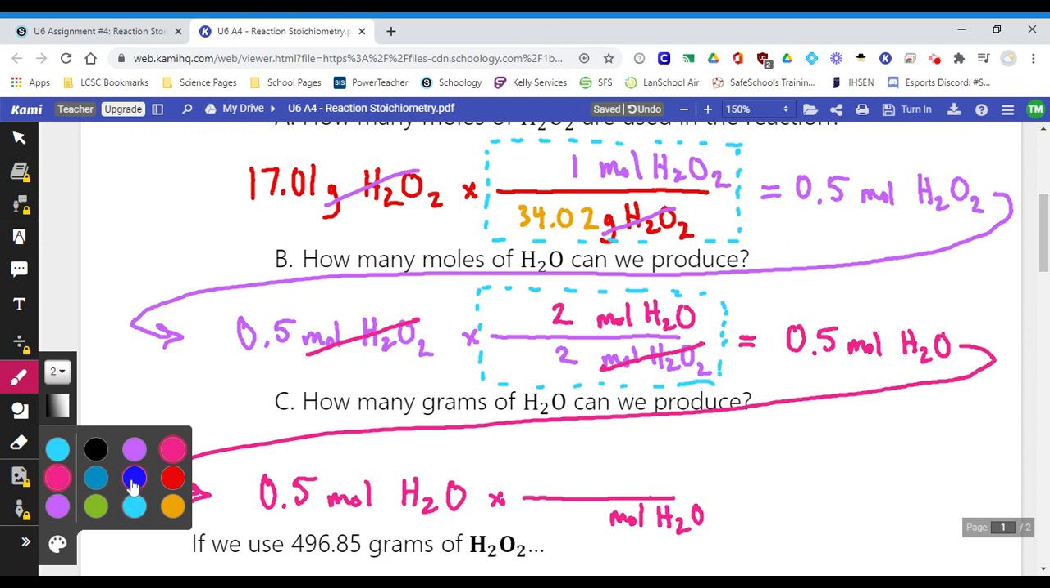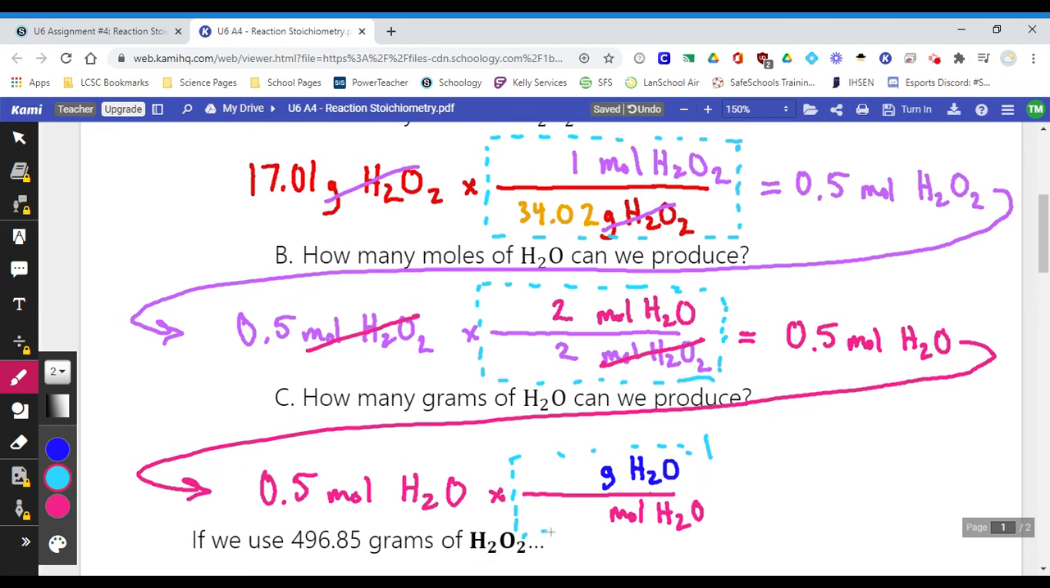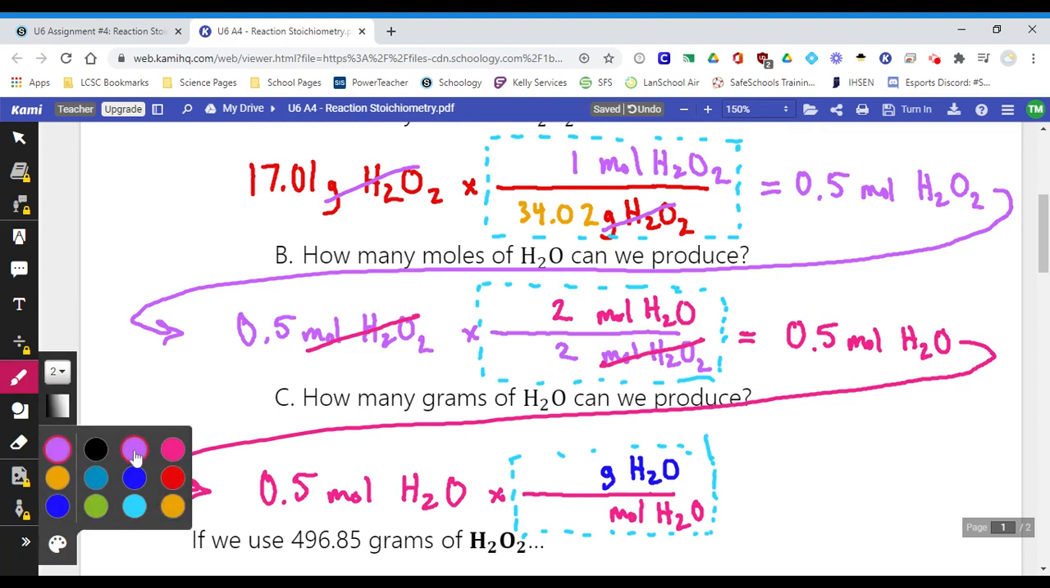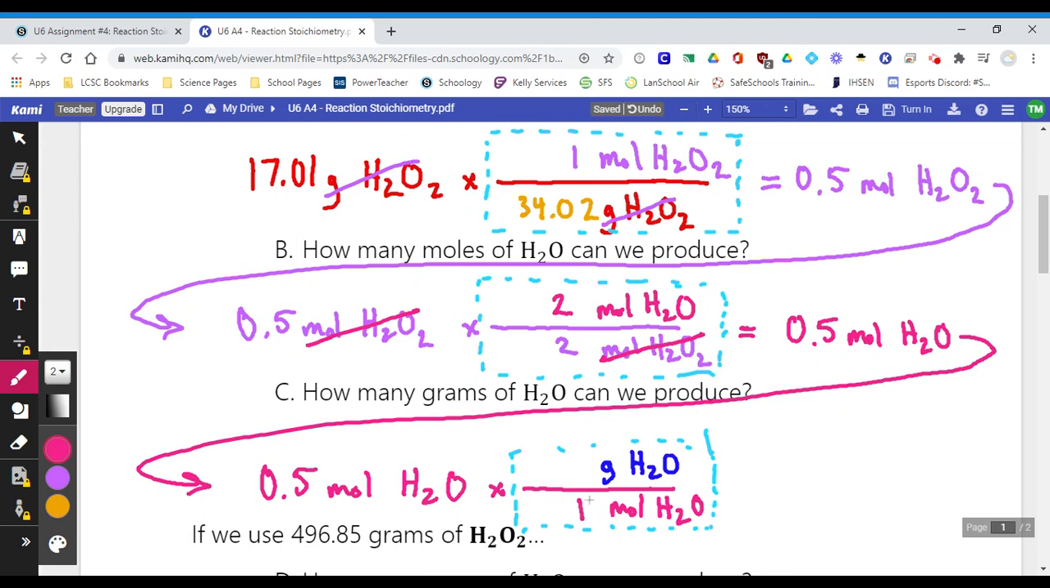Let's use blue for this one. Okay, I want to get to grams of H2O up here. All right, so I have a conversion factor. And this conversion factor is asking me how many grams of H2O are in how many moles. Okay, now this is not a mole to mole ratio, so I am free to be one with moles. Okay, because I'm asking how many grams of H2O are in 1 mole of H2O.